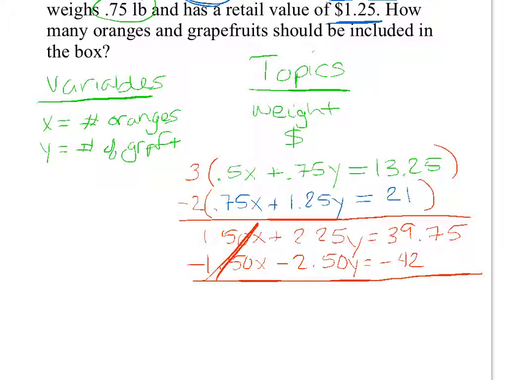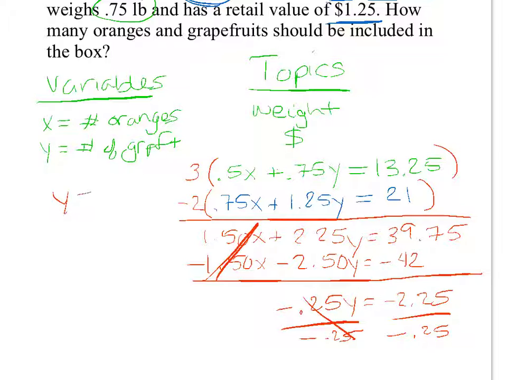For our y's, we get negative 0.25y equals 39.75 minus 42. That would be a negative 2.25. Divide everything by negative 0.25. Luckily, our negatives cancel because we can't have a negative number of grapefruits. So y equals 9. So the number of grapefruits is 9.